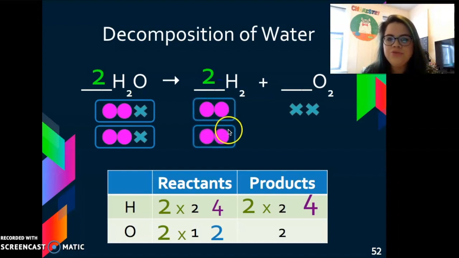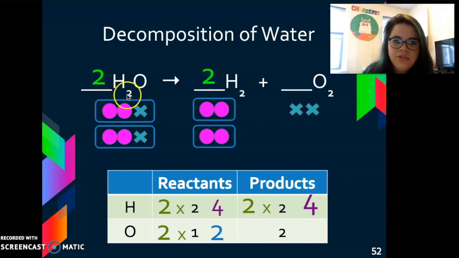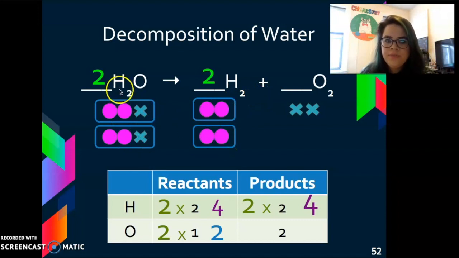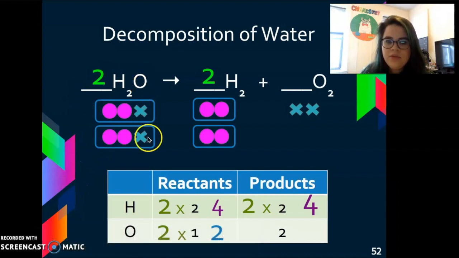Drawing it, I have 2 groups of 2 to show my 2 diatomic hydrogens. And from here, you could stop. How many hydrogens do we have at the beginning? 2 times 2 is 4. 2 times 2 is 4. So we have 4 pink circles before and after. How many oxygens do we have? 2 times the invisible number 1 to give me 2. And I have 2 oxygens here.